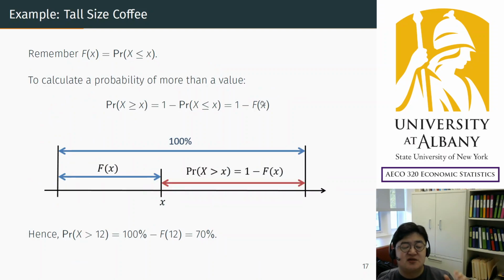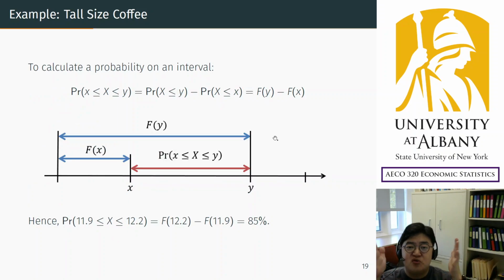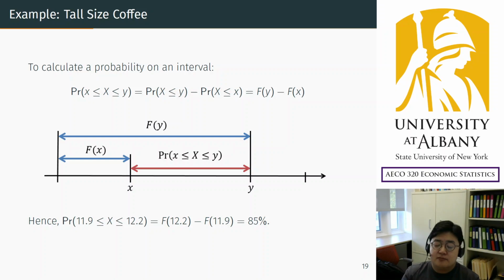CDF is defined as the probability smaller than something. But I illustrated that the CDF also tells you information about the probability greater than something. So originally it's defined as smaller than something, but it also tells you greater than something. And also you can calculate probability in between something, between 2 points. Okay, so if you know the CDF, you can calculate any form of probability.